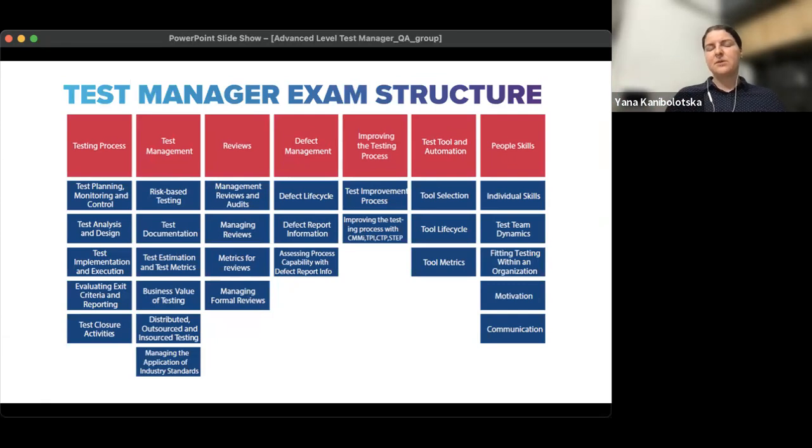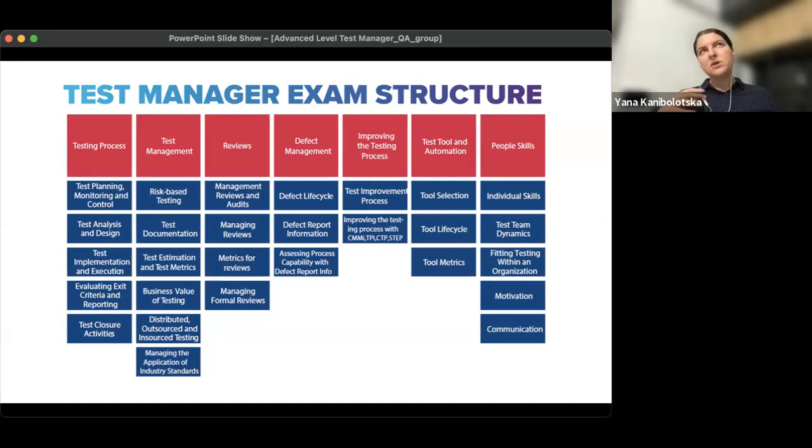Also there is a super small part about distributed, outsourced and insourced testing. And if you work in some software service company, you probably know this information, it's nothing new actually. It can all be understood even by common sense. And managing the application of industry standards, it's about applications, for example, that are regulated by law, like medical devices or something connected to insurance, or any medications, military, and everything that can be managed by some industry standards.